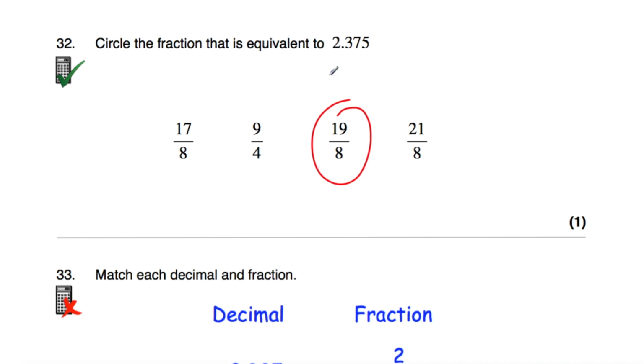If you don't have a good scientific calculator, which you really should do, but if you don't, and I had this and wanted to change it into a fraction, I would say, well, we've got tenths, hundredths and thousandths.